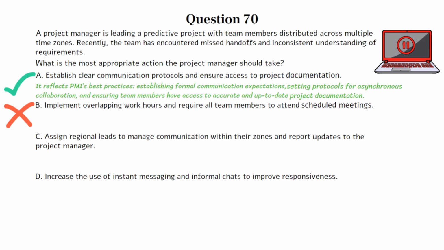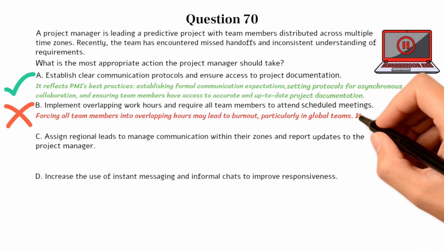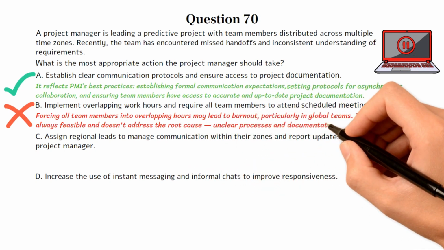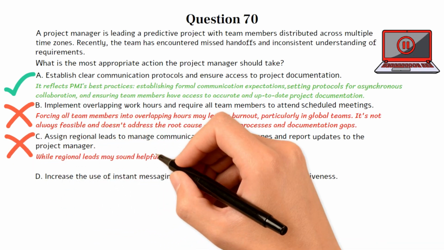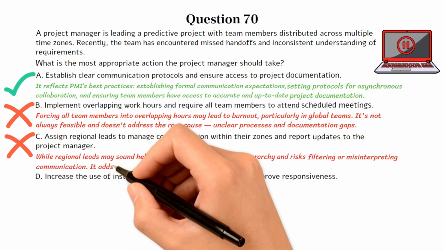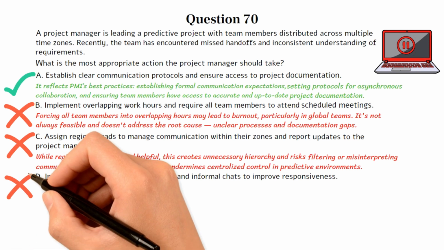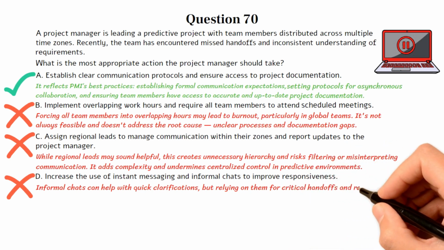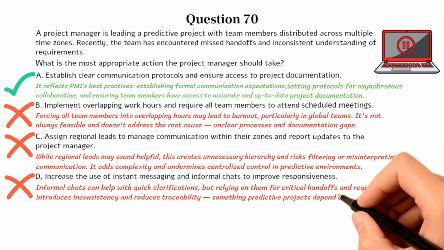Choice B is incorrect. Forcing all team members into overlapping hours may lead to burnout, particularly in global teams. It's not always feasible and doesn't address the root cause, which are unclear processes and documentation gaps. Choice C is incorrect. While regional leads may sound helpful, this creates unnecessary hierarchy and risks filtering or misinterpreting communication. It adds complexity and undermines centralized control in predictive environments. Choice D is incorrect. Informal chats can help with quick clarifications, but relying on them for critical handoffs and requirements introduces inconsistency and reduces traceability, something predictive projects depend on.